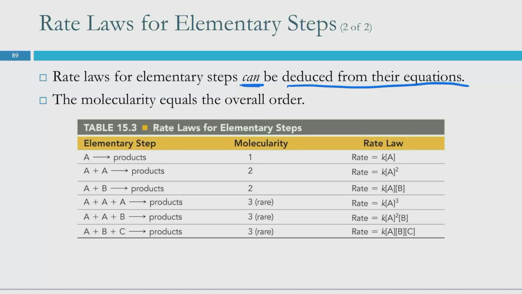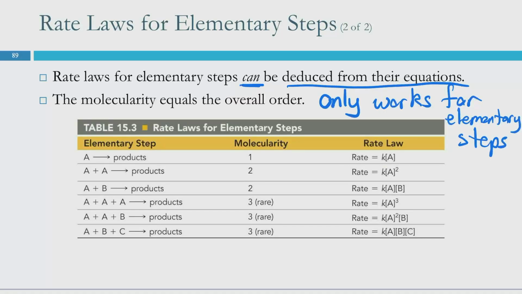So when we're looking at elementary steps, like this A plus B goes to products, we know that the way that this proceeds is A and B are colliding. And so it's dependent on the concentration of A. It's also dependent on the concentration of B. So rate equals k[A][B]. This only works for elementary steps. It doesn't work for an overall reaction. So that's one thing that's kind of nice about dealing with elementary steps. We can just come up with the rate law.